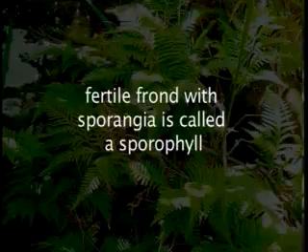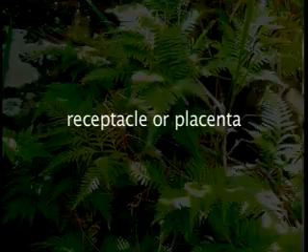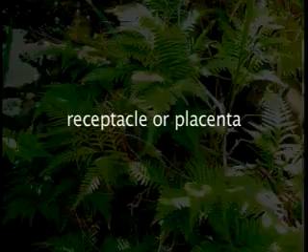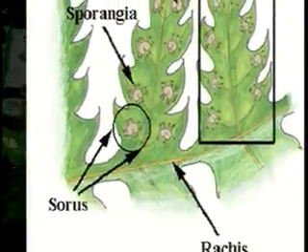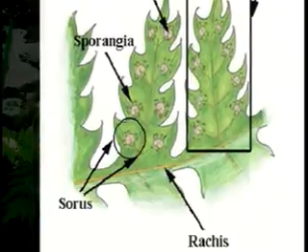Sporangia are formed in groups known as sori. A sorus is developed from a pad of tissue known as receptacle or placenta on the lower surface nearer to the margin of leaflet of sporophyll. Every leaflet has two sori, one on each side.